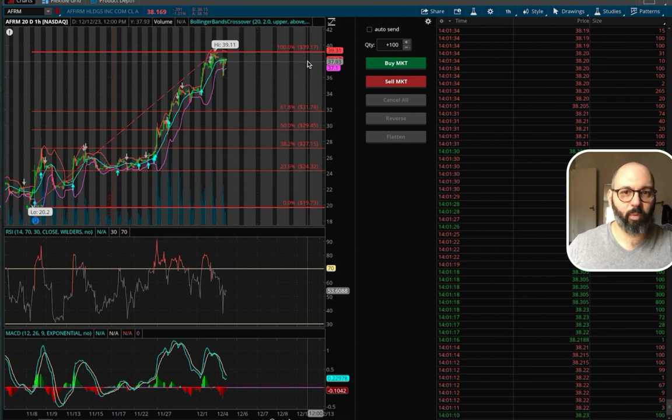One of two options here for us. One is that it holds support here. Two is that it dumps and goes here. Or obviously the third option, I guess, is that it breaks this 100% and goes way higher. But again, wait and see.